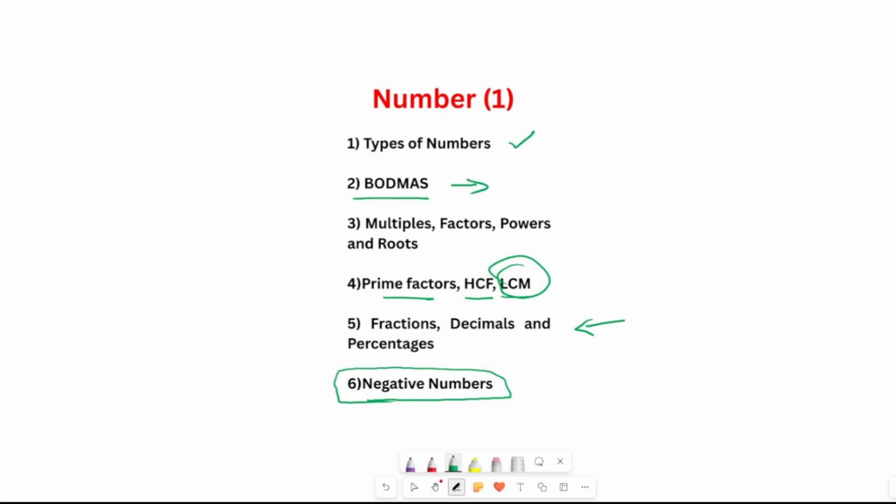So we've come to the end of this major topic. Our next major topic will be number part 2. And I'll show the subtopics that we'll be looking at in that. Thank you very much and enjoy your day.